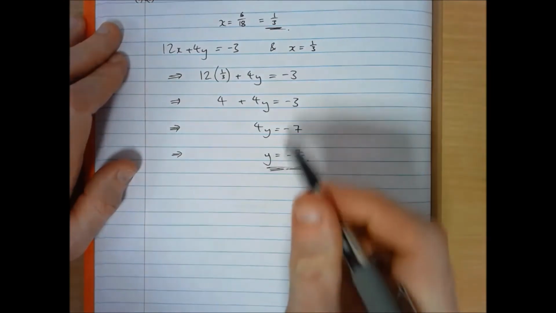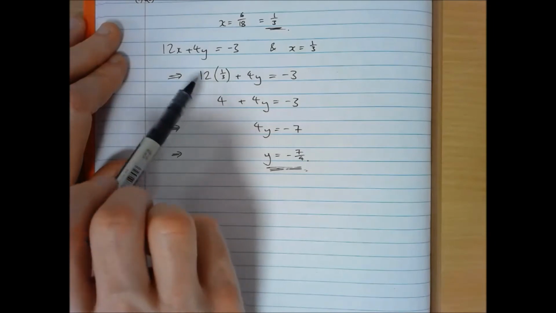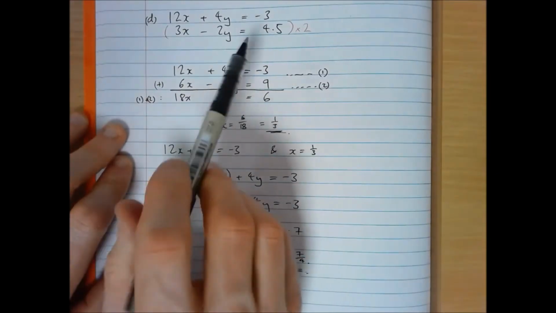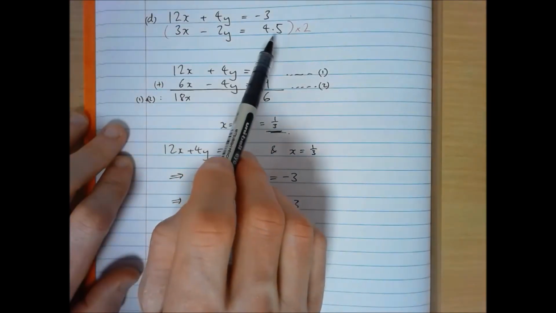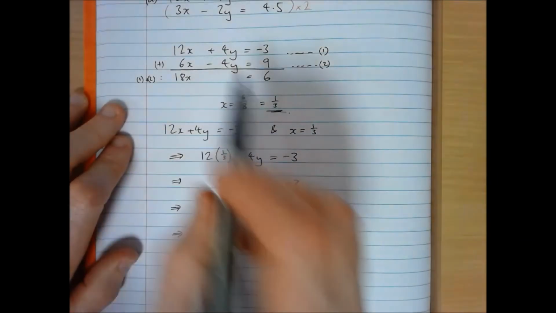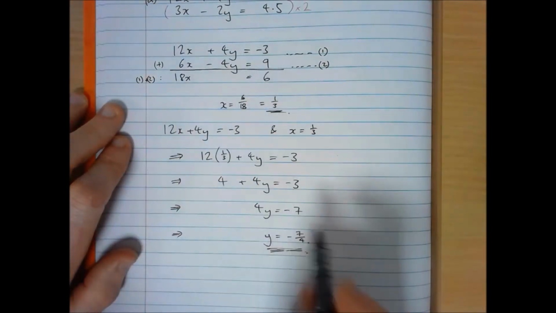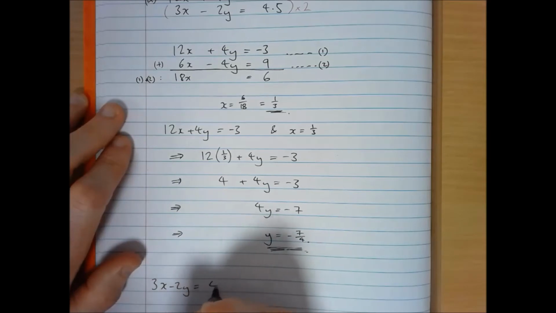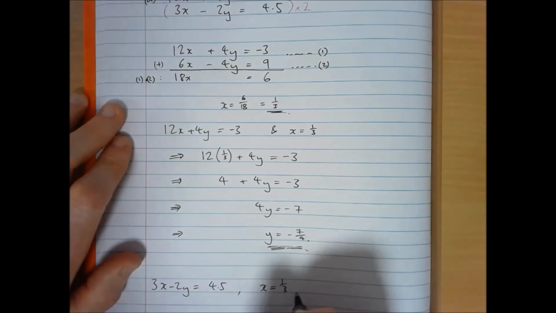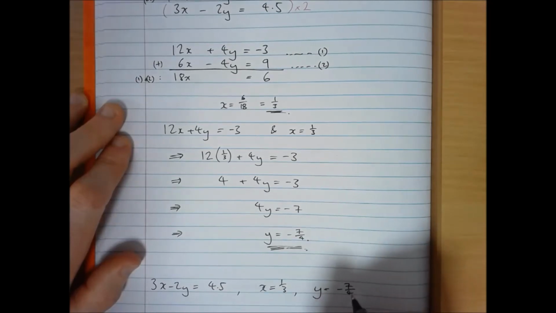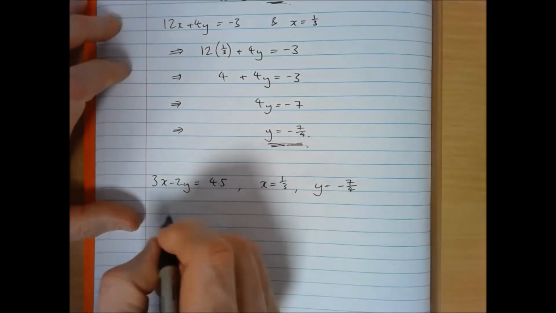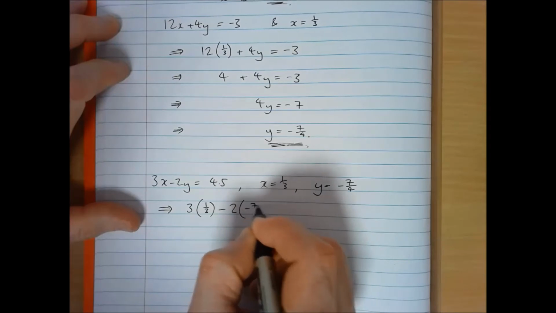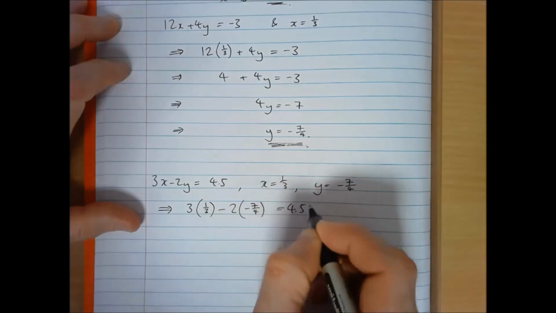So a way to check that would be to put those both back into the other equation, the one you didn't use at the end. The one we did use was the 12x plus 4y equals minus 3. So the one we didn't use was the 3x minus 2y equals 4.5. So let's put the 1/3 and the minus 7/4 back into that second equation. We have 3x minus 2y equals 4.5, x equals a third, and y equals minus 7/4. So those three facts together should mean that 3 times a third minus 2 times negative 7/4 should equal 4.5.